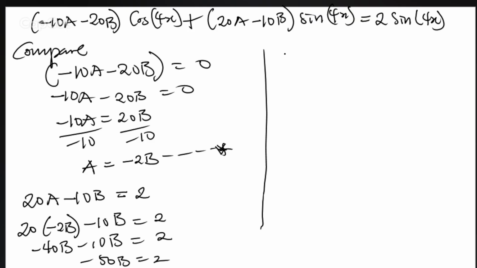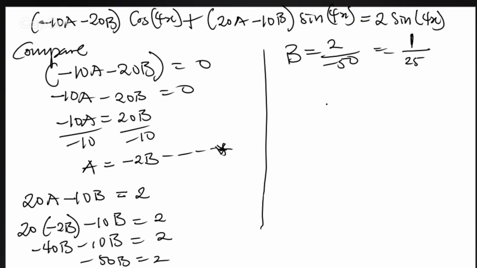So since we are not done, we have to get what is b. From what we have there, we can see that our b is now equal to 2 divided by minus 50, and this will give us 1 divided by minus 25. So this is the value for your b.